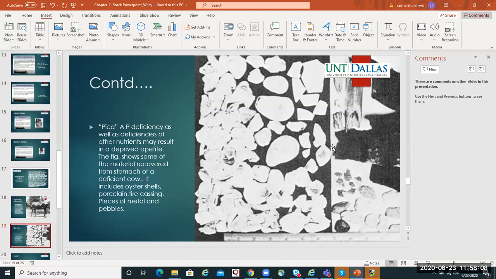So here in this figure are shown some of the materials that were recovered from the stomach of a deficient cow. It might include oyster shells, porcelain, tire casing, pieces of metal, or some pebbles. So this abnormal behavior of the animals occurs because of the phosphorus deficiency.